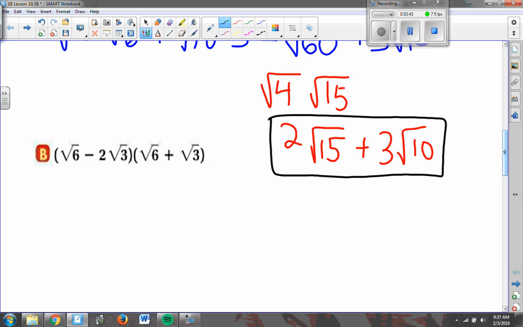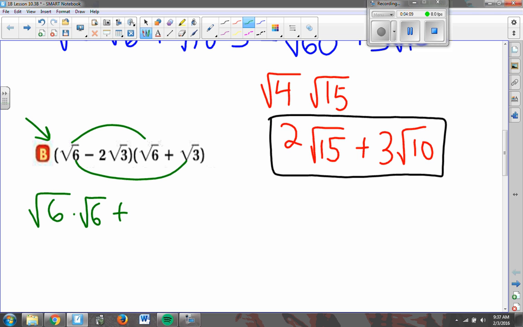You may also be asked to do FOIL with some square roots, and that's what letter B here is asking us to do. We have the square root of 6 minus 2 square roots of 3, all of that in parentheses, times the square root of 6 plus the square root of 3 in parentheses. So I'll start by doing first, that is the square root of 6 times the square root of 6. Outside is a plus square root of 6 times square root of 3.